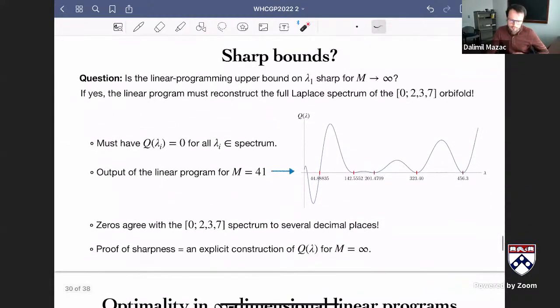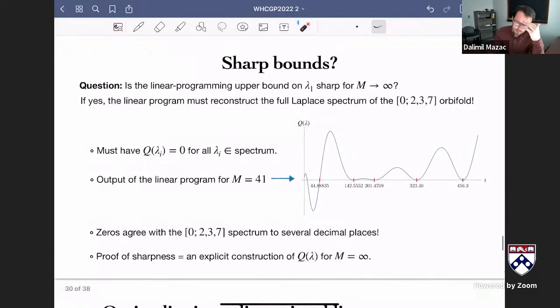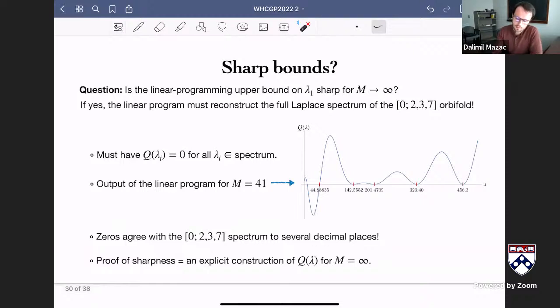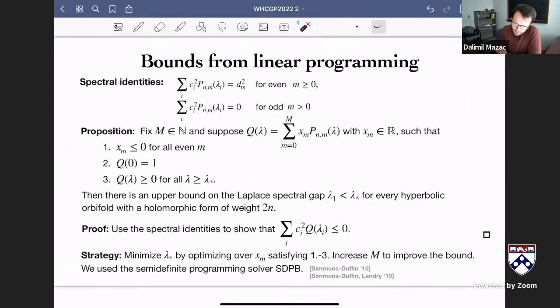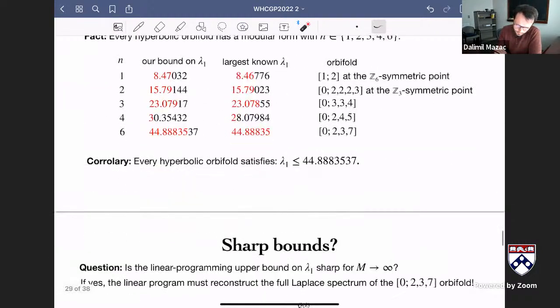Okay, then there's a question of sharpness of the bounds. So is this linear programming upper bound on lambda 1 sharp as we increase the truncation to infinity? If yes, the linear program must reconstruct the full Laplace spectrum of the 237 orbifold. And that may be happening. We are not quite sure, but there's some evidence that it may be happening. So if the bound is sharp, then this auxiliary function, q of lambda, has to vanish on the entire spectrum, because that's the only way that this equality can be sharp.